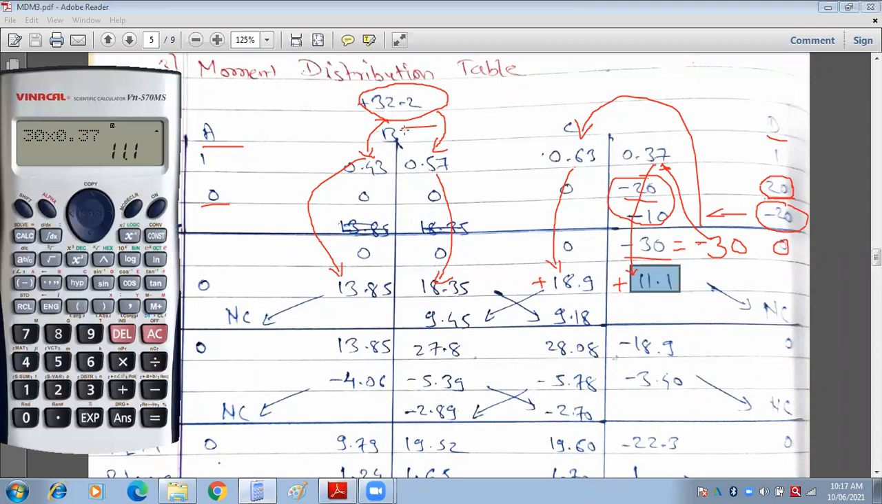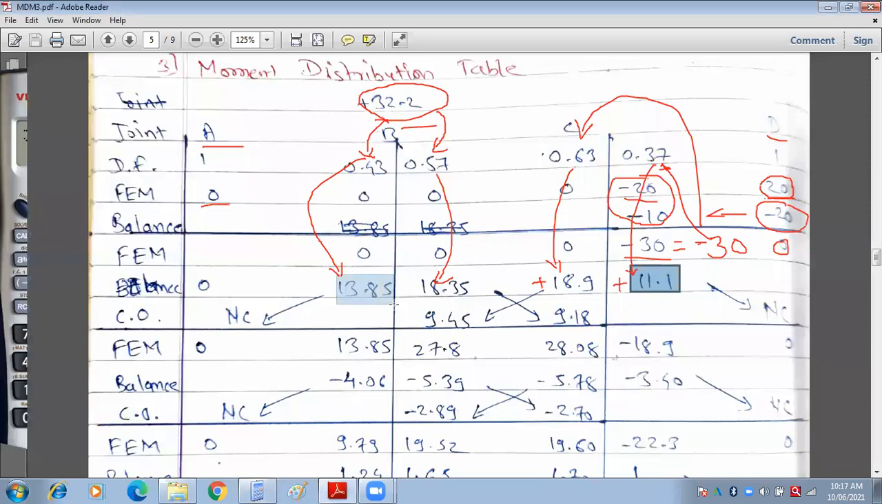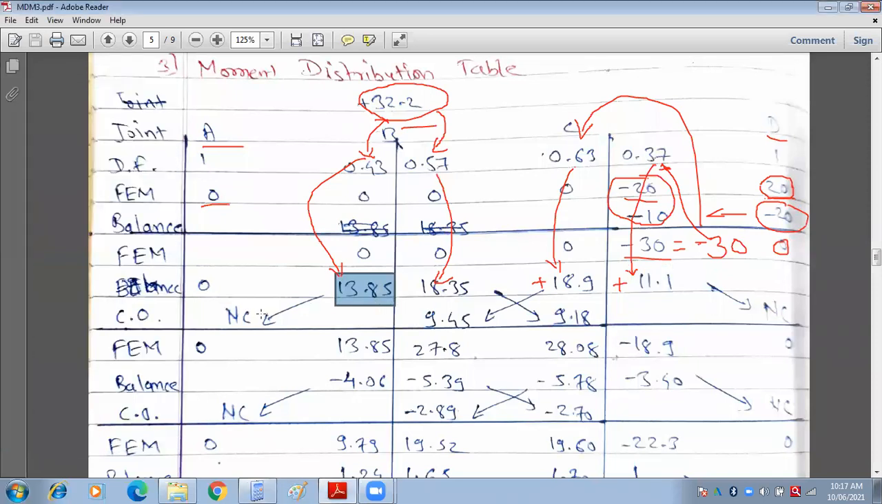Now similarly for the joint B also, this 32.2 moment we have to make the balance, therefore 32.2 multiplied with 0.43, it becomes 13.85. This moment we have to write down over here. Now the 50% moment we generally transfer to the far end if the support is continuous or fixed, but support A, joint A is simply supported, therefore no carryover to this side.